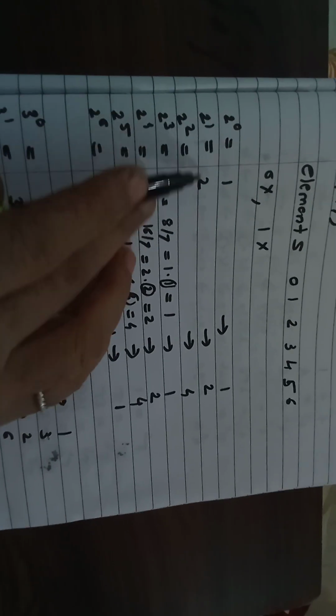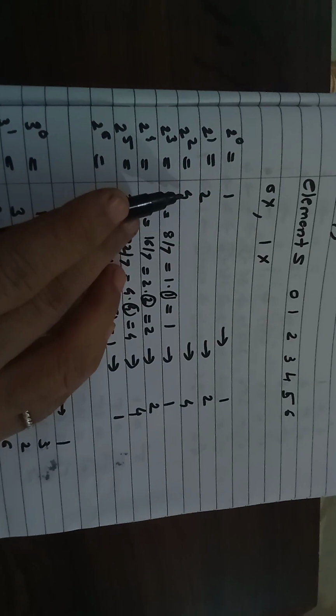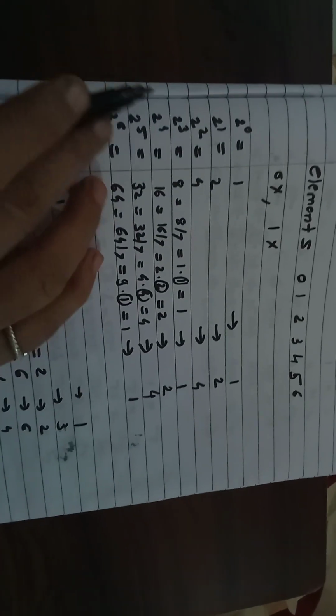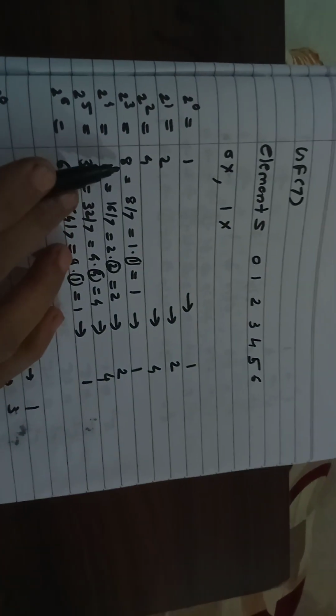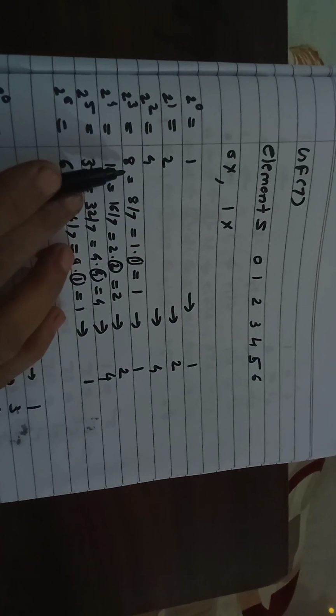Let us consider 2. Now 2 raised to 0 is 1. 2 raised to 1 is 2. 2 raised to 2 is 4. Now 2 raised to 3 is 8. But 8 is not there in Galois field 7. So we have to obtain the equivalent number for 8 in Galois field 7.